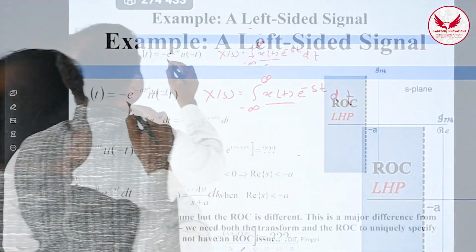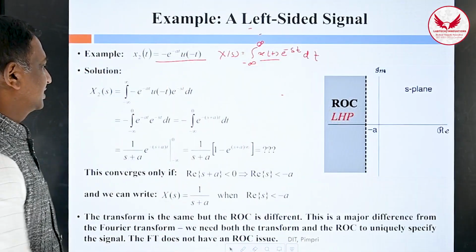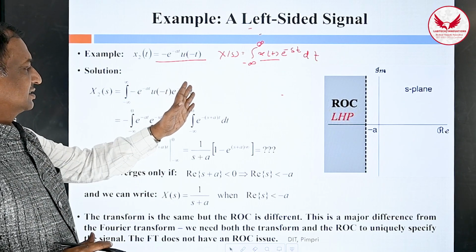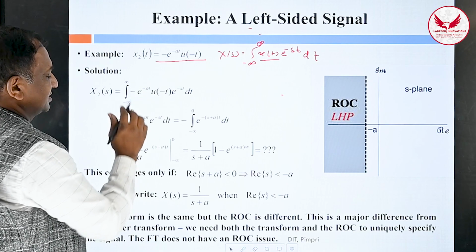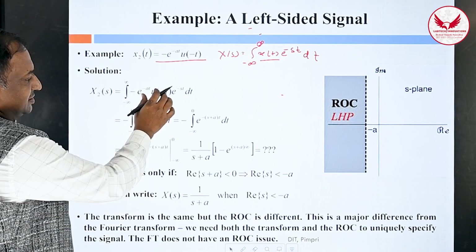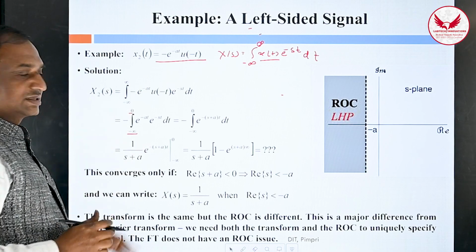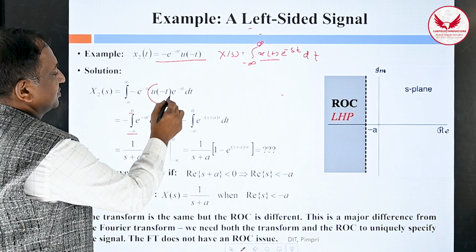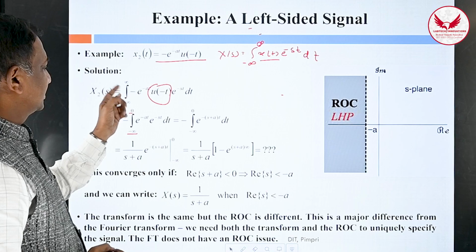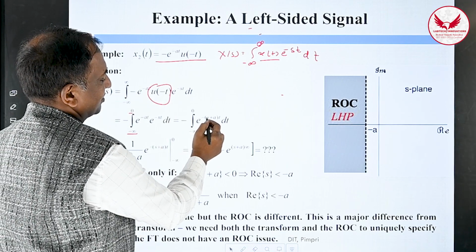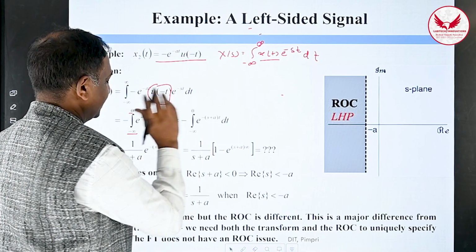So x of t, just substitute the value of x of t, which is minus e raised to minus at u of minus t, and e raised to minus st into dt. Now u of minus t is nothing but the limit of minus infinity to 0. I will substitute and remove this u of minus t. So this is equal to minus, as it is, e raised to minus, I will take common, e raised to minus s plus a t into dt.